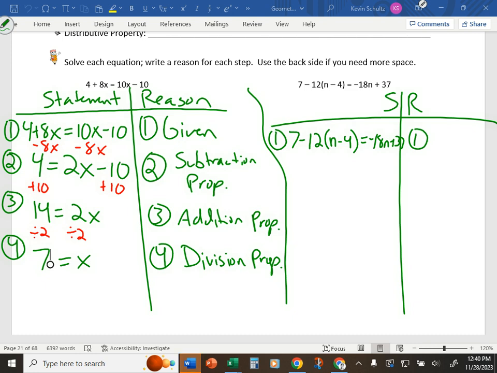And just like every other proof you're ever going to write, your first statement, first reason: given. Good job, Riel. The first reason is always given. You know this because it's given to us. It's information we are told.